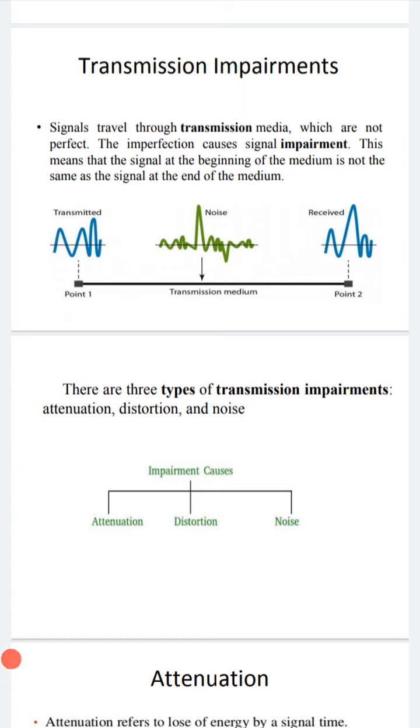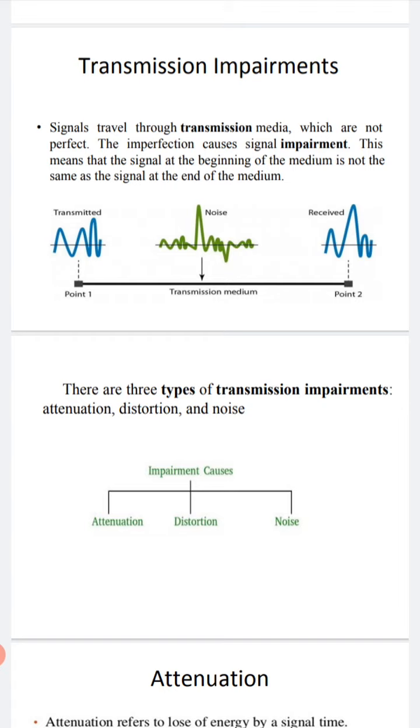What are transmission impairments? In the network, we can send and receive messages through the transmission medium. The sender sends the data and the receiver receives the data. In between the sender and receiver, the transmission medium is there. The transmission medium may be twisted pair, coaxial cable, or fiber optic, etc.